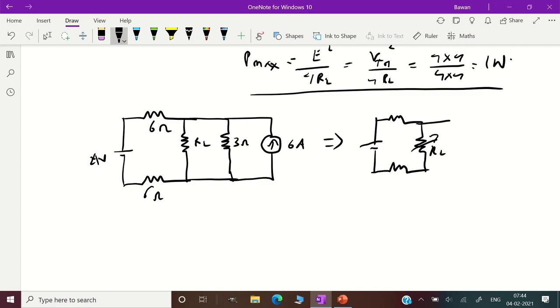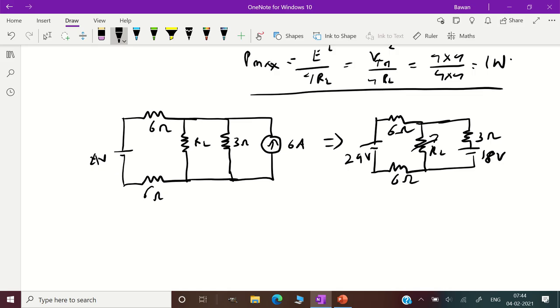Now this 3 ohms and this 6 amperes, you have to multiply 6 into 3, which is 18. So this changes to 18 volts, and this is 3 ohms. That is how simple it is to convert to a voltage source. You take the parallel resistance, multiply it with the current source, 6 into 3 is 18, and then you bring back that parallel resistance in series with the 18 volt source. That gives you a voltage source. So that is what we have.